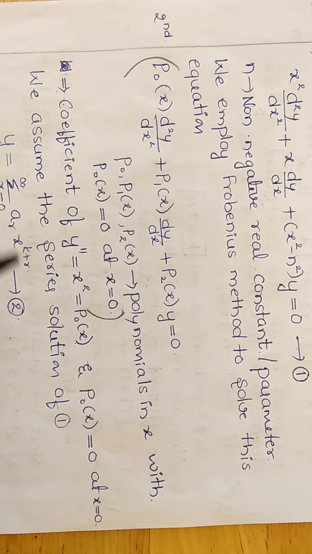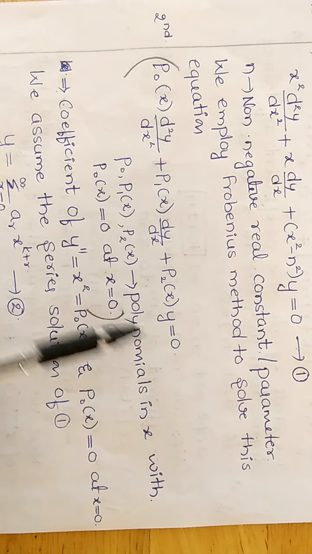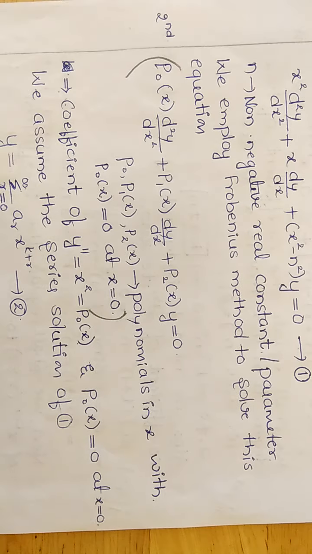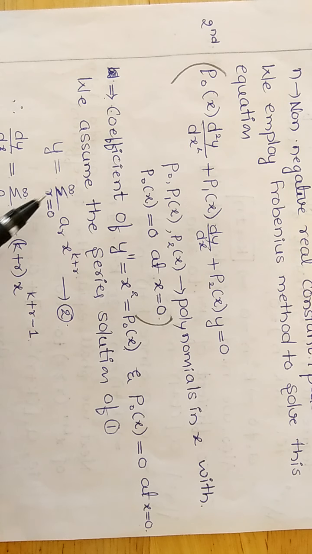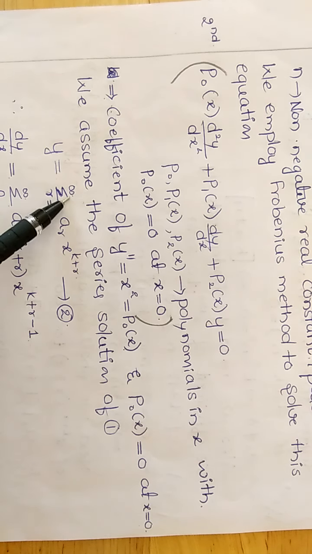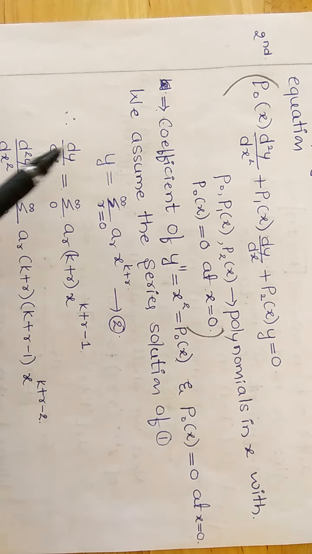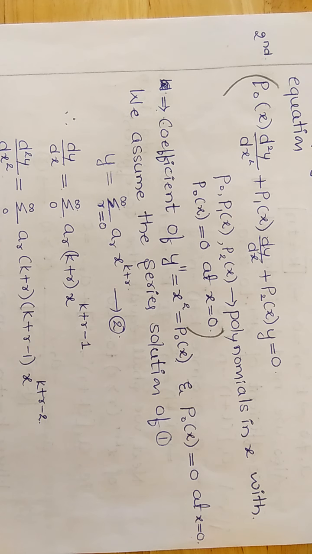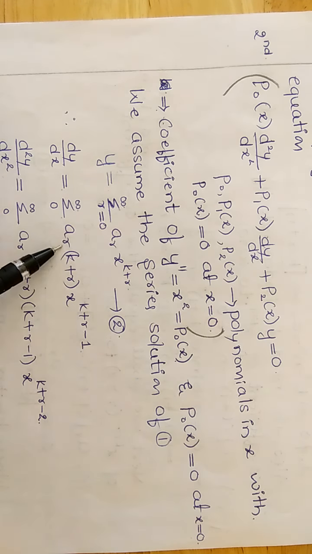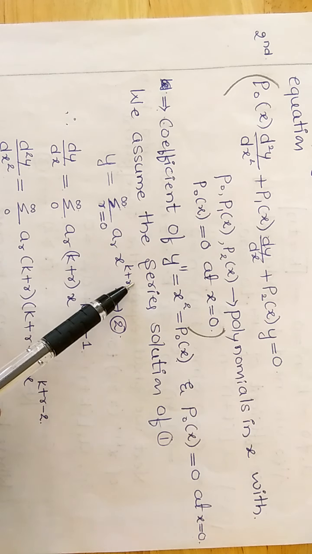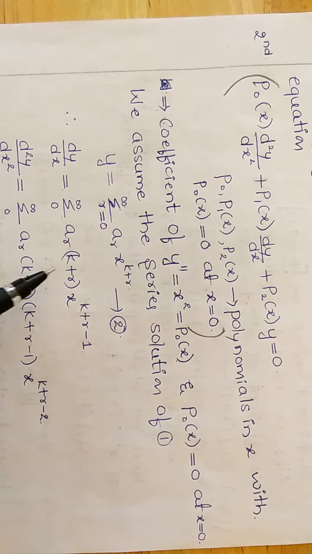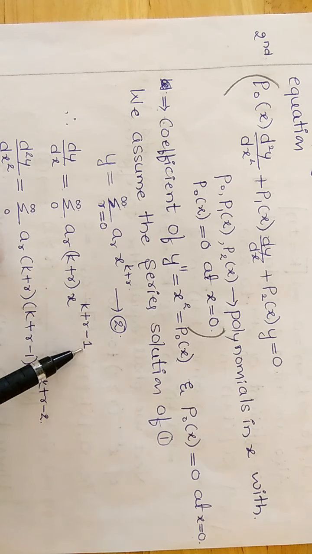We assume the series solution of equation 1. So y is equal to summation r is running from 0 to infinity a r into x to the power k plus r, where k is a constant value. Then differentiate y with respect to x. We get dy by dx is equal to summation from 0 to infinity a r, and it is of the form x to the power n. Differentiation of x to the power n is n into x to the power n minus 1.